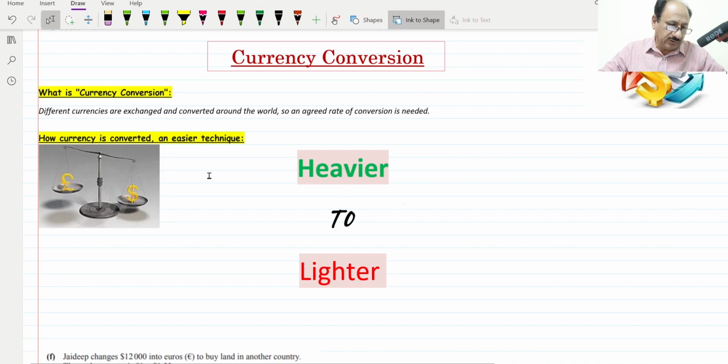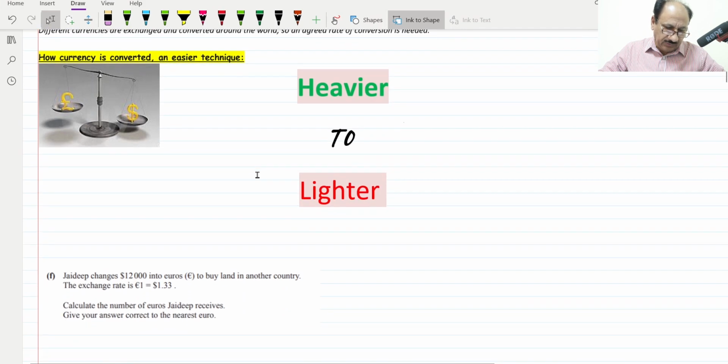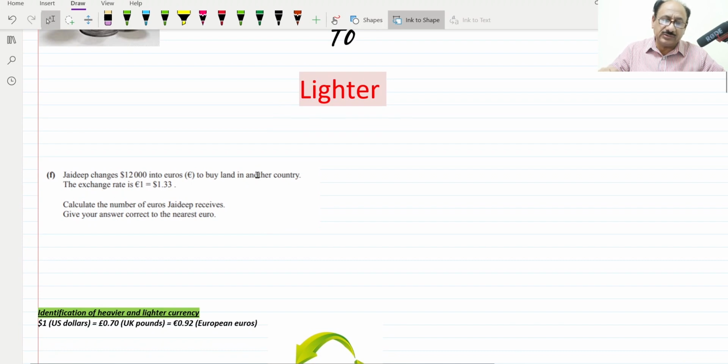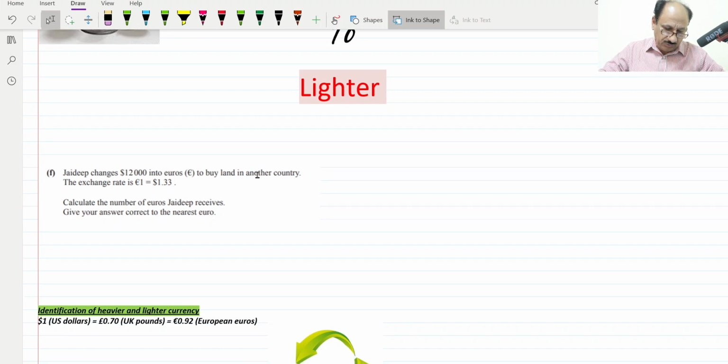So what is currency conversion? We will be going through these things. Basically, I will explain the easiest possible way to convert one currency into another. Then we will be taking some questions also, and we'll be considering when the conversion rate is a whole number or a decimal, what will be the situation.